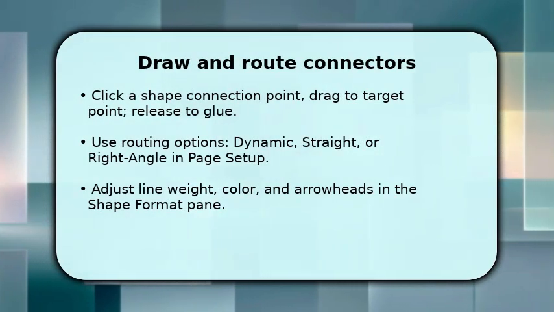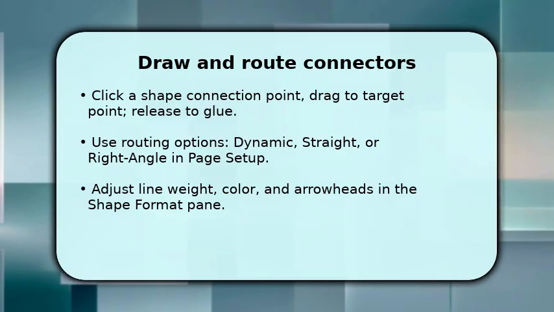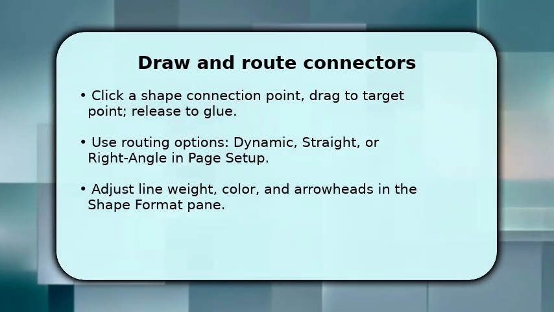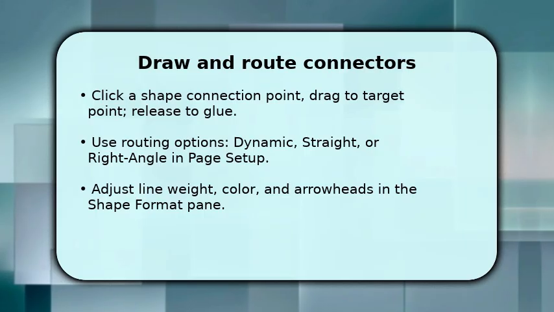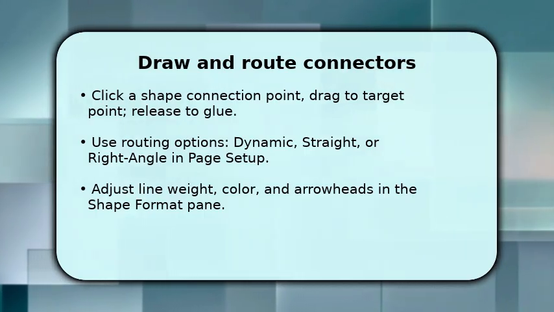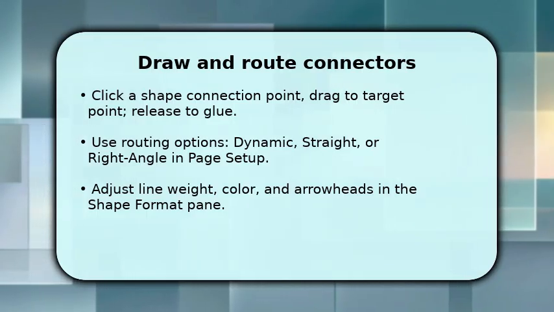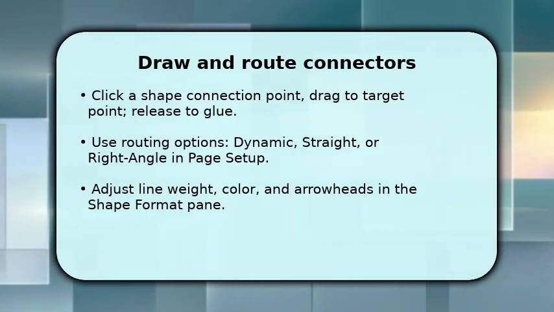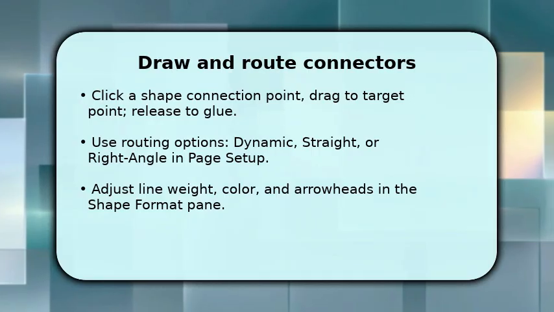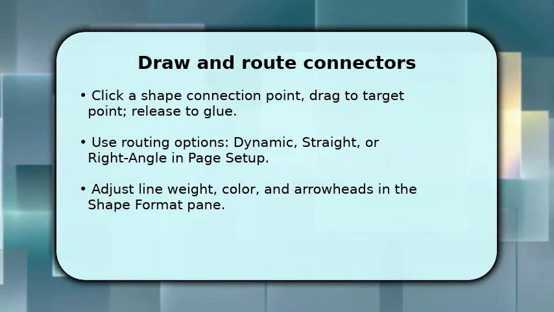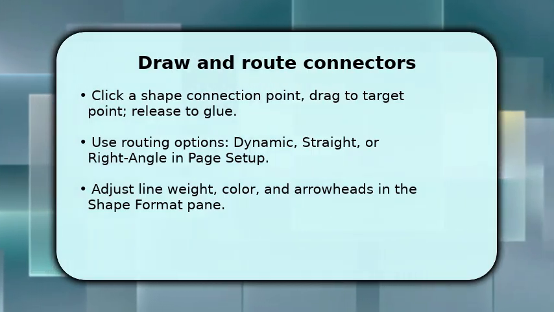Once you have multiple connectors, change routing to dynamic, straight, or right angle via page setup so lines avoid overlaps and follow your layout rules. You can fine-tune appearance, line weight, color, and arrowheads in the Shape Format pane. This improves clarity. If segments cross, use the routing options to reroute or add bends manually for cleaner paths.